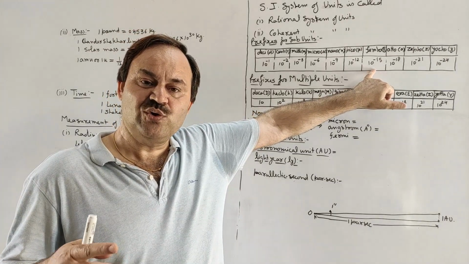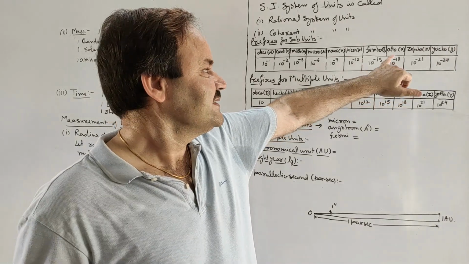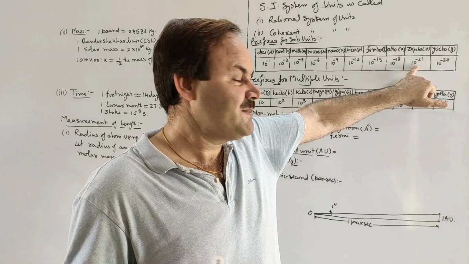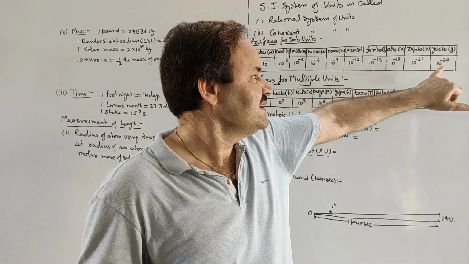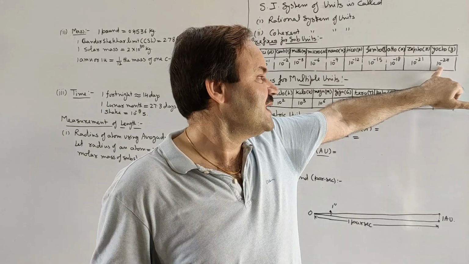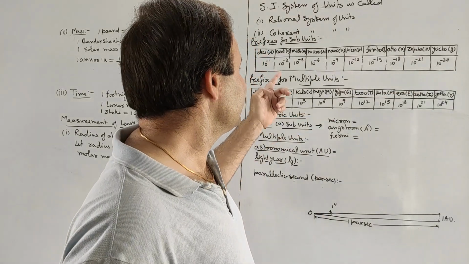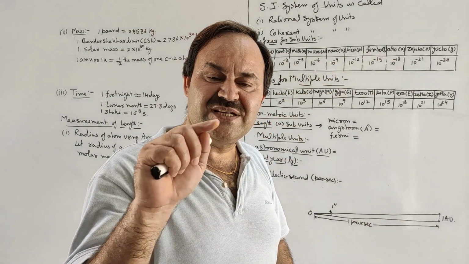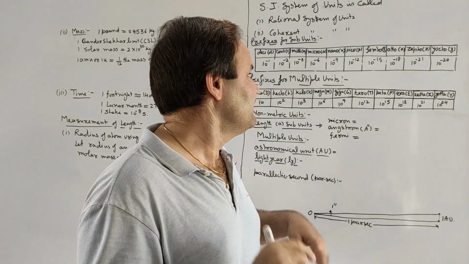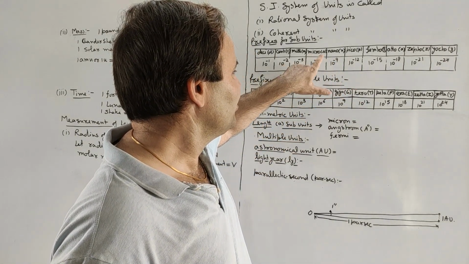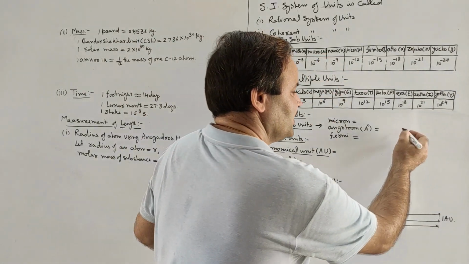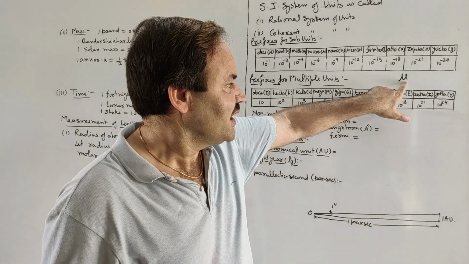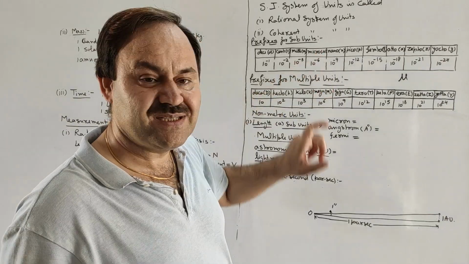Next is femto. Femto is 10 to the power minus 15. Then atto. Atto means 10 to the power minus 18. And then zepto. Zepto is 10 to the power minus 21. Then yocto. Yocto is 10 to the power minus 24. And we can see that the symbols of all these prefixes are represented by small letters of English alphabet. And here for micro the symbol is mu, and mu means a Greek letter. So Greek letter mu is used to represent micro.